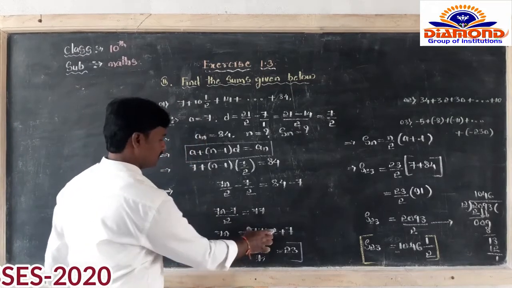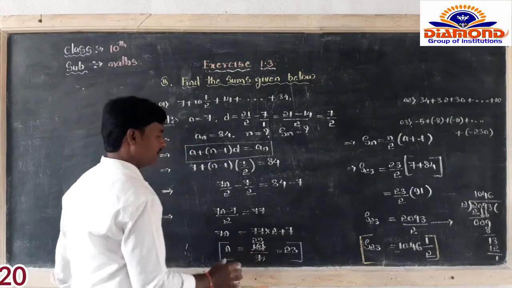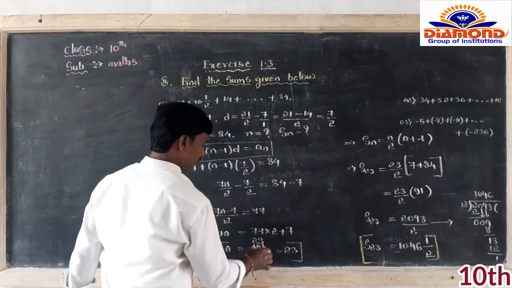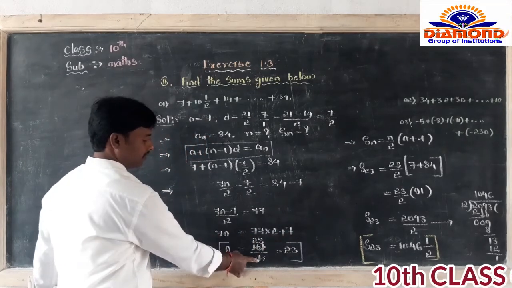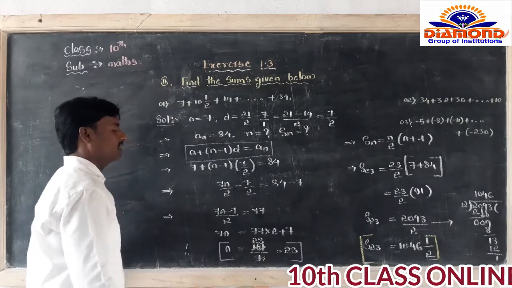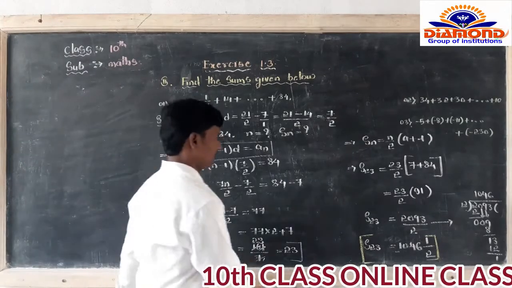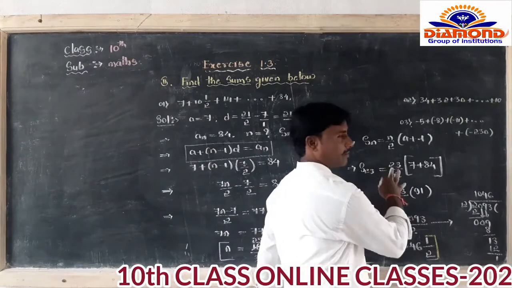So n is equal to 77 2s are 154. 154 plus 7 is equal to 161. This 7 becomes denominator, 7 2s are 14, 7 3s are 21. Means n is equal to 23. Next Sn is equal to, sum we are finding.